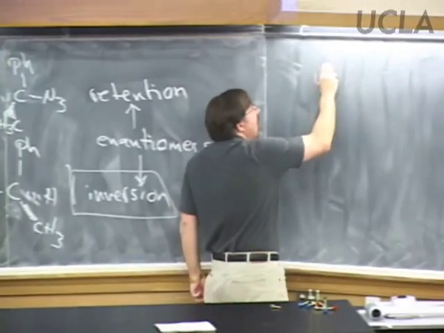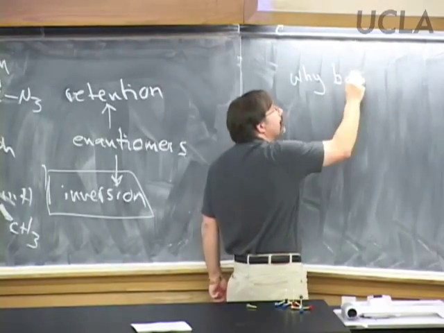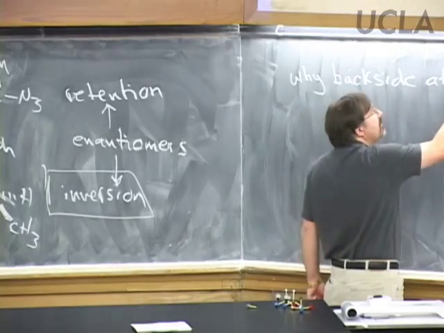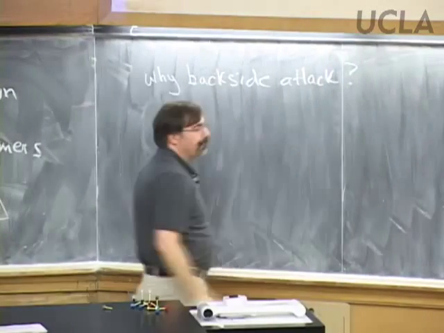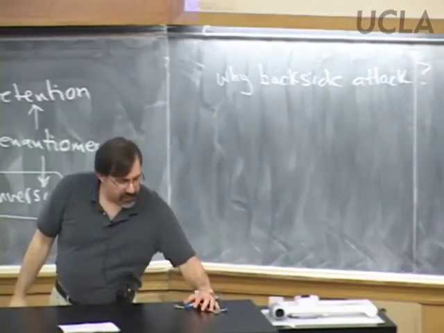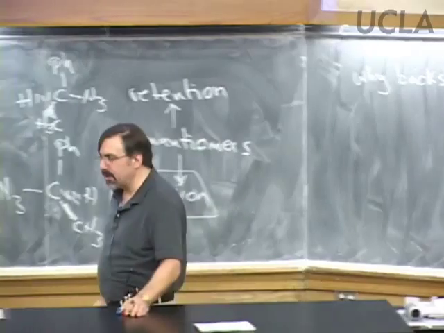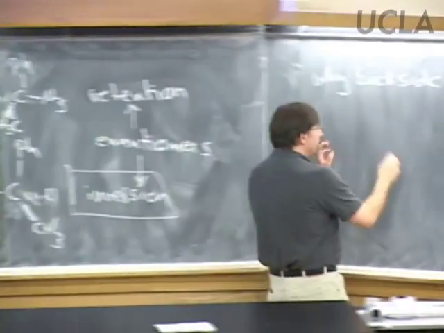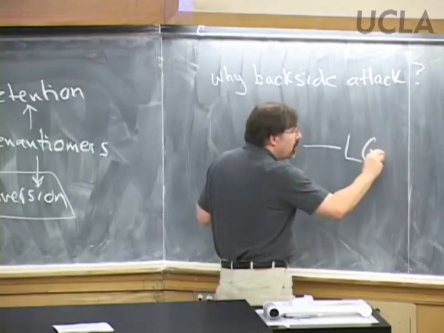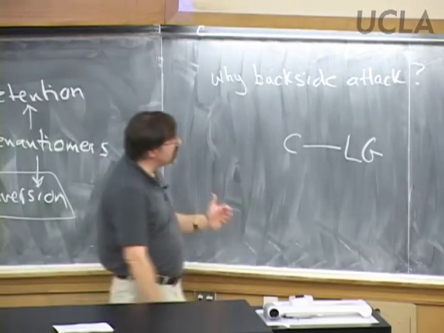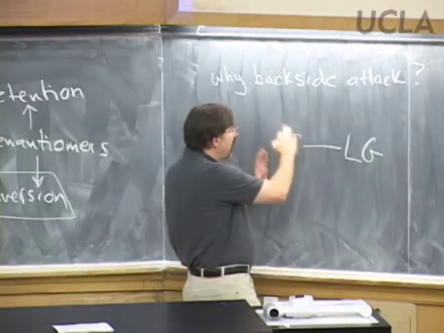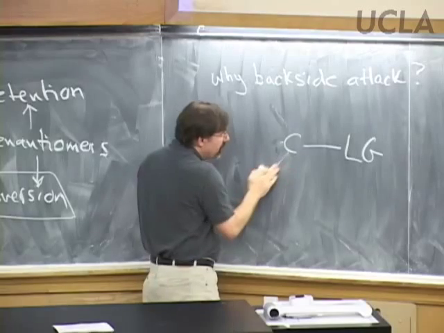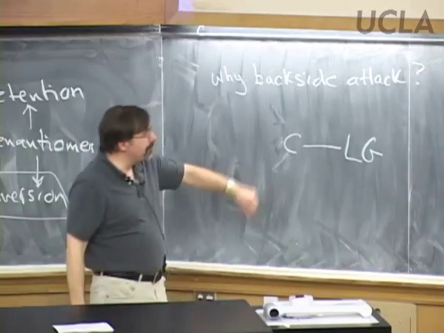So why do we get backside attack? Why do we get inversion all the time? And the rationale comes from this. It's kind of quantum mechanical, but we'll keep it nice and simple. We're talking about the geometry of the attack relative to the carbon leaving group bond. Yes, there's other things attached. We're not going to worry about those. We're just going to talk about the carbon leaving group bond. That's all we need to talk about.